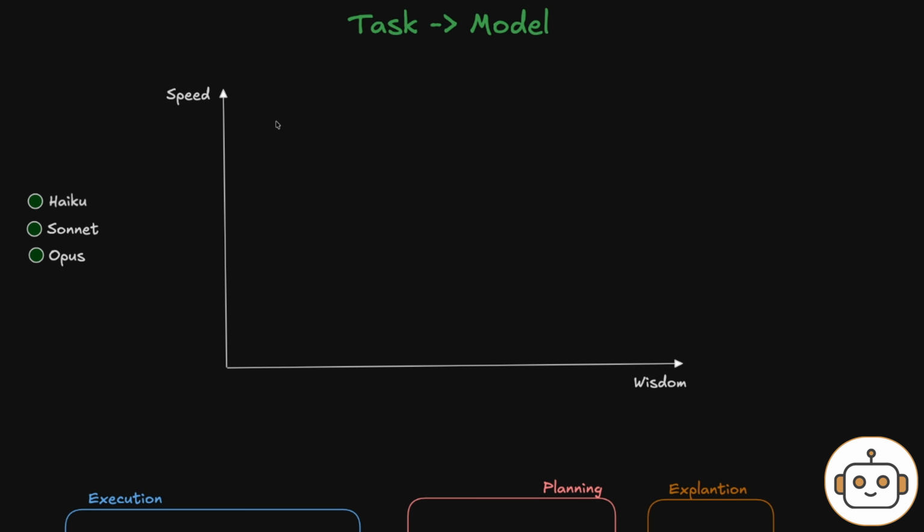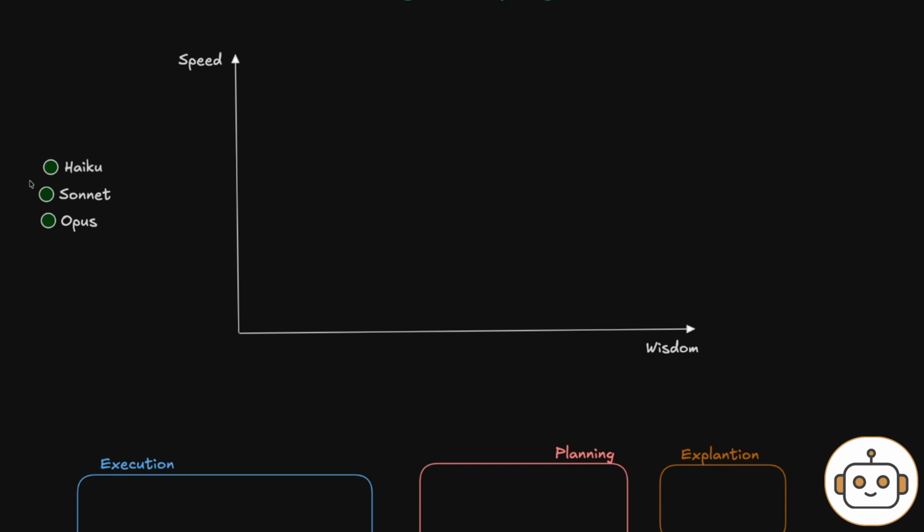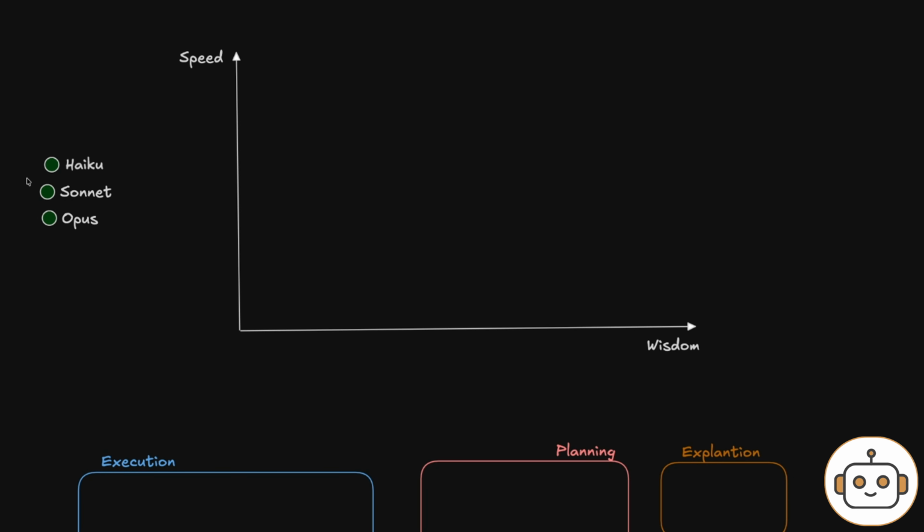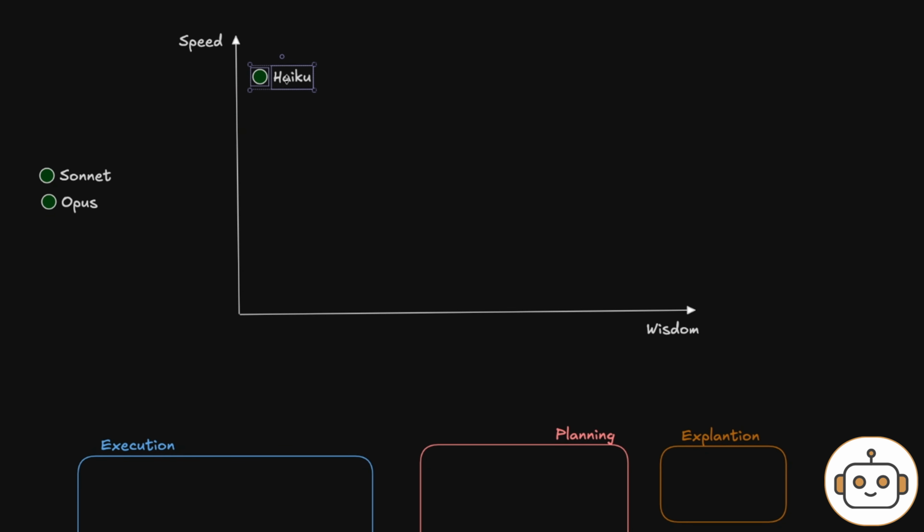This is how I love to think about it. For each model that is available in Claude Code, we're going to give two variables. The first one is speed and the second one is wisdom, and we're going to put them in this graph. We're going to start with Haiku. Haiku is the fastest model that Anthropic has released. Its main purpose is to execute small tasks in a very short time. So we're going to put it right here. It's going to have high speed but low wisdom.